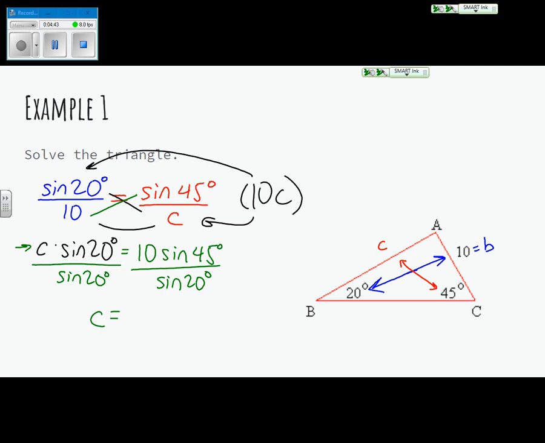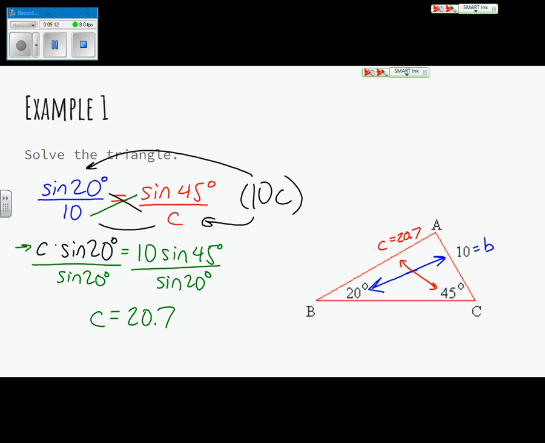So in degrees, I'm going to hit 10 times sine of 45. I know 45 is a nice angle, but we're going to divide it by sine of 20, and it's going to get nasty anyway. Plugged all that in my calculator, and we'll do one decimal place on these. 20.7 is what I got. So that's my C right here, is 20.7.